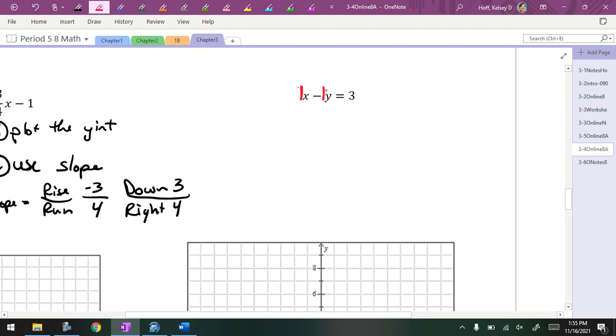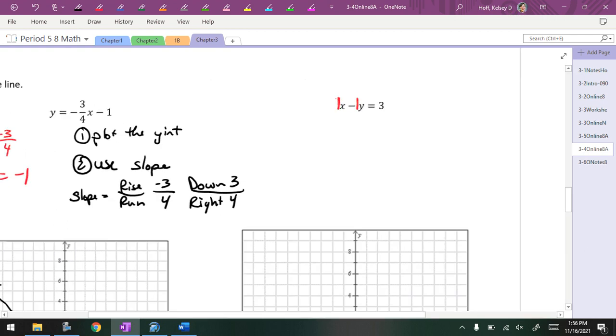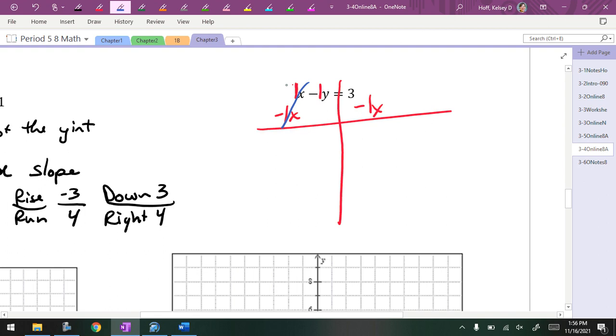What's wrong with this? Why can't I use it the way it is? Backwards. What do you mean? We need y by itself. So if I cover this up and I think of this as a 1, how do I move that 1 to the other side? Subtract 1x to the other side. Now be careful. What am I going to drag down? -1y. Can I put those two together? No. So I end up with 3 minus 1x.